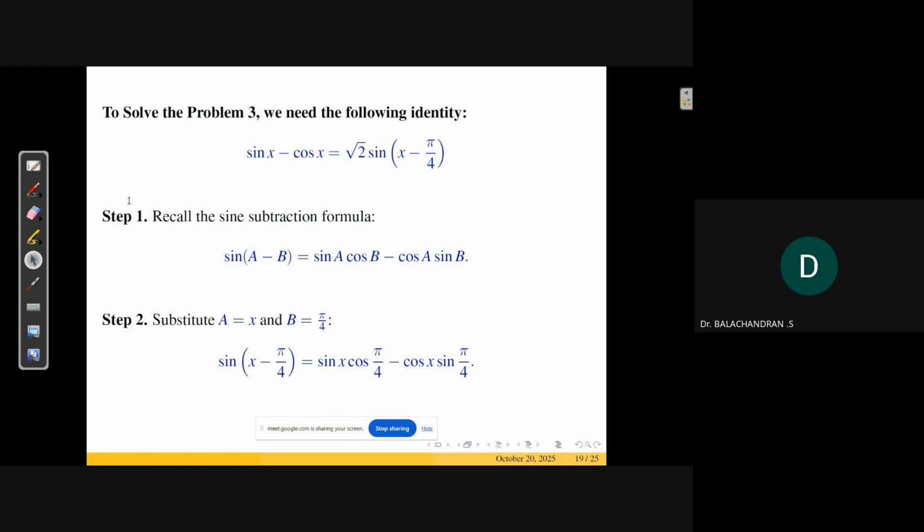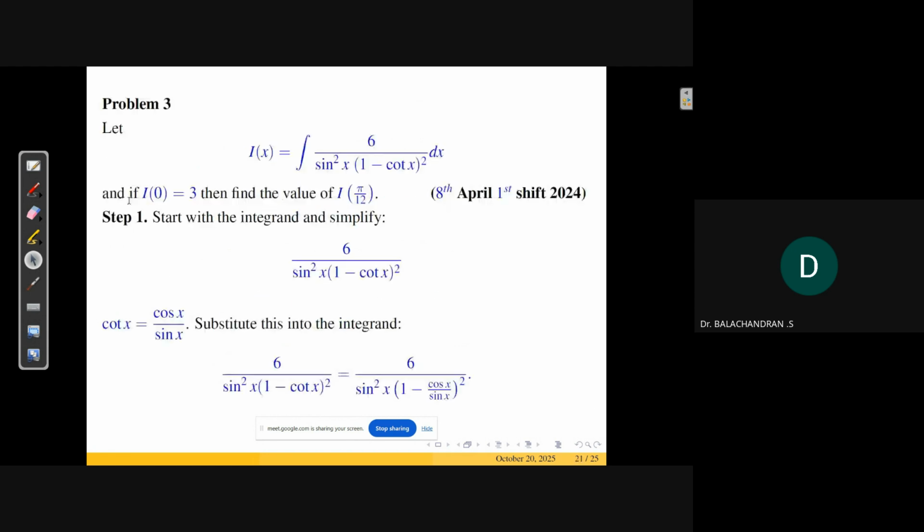Okay, so for the next problem: let I of x be equal to the integral of 6 by sine square x into 1 minus cot x whole square dx, and if I of 0 is equal to 3, then find the value of I of pi by 12. This problem was asked in April 2024 in IIT JEE.